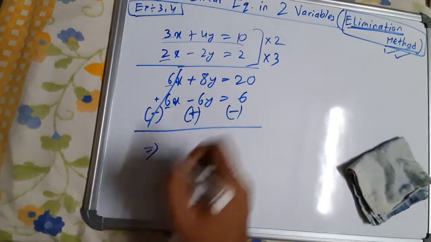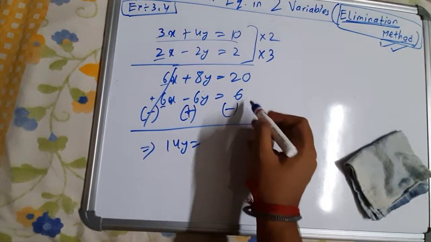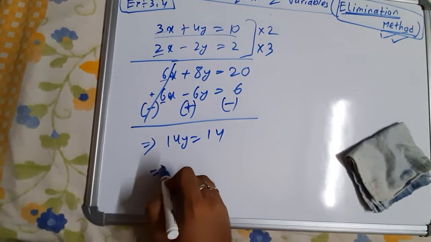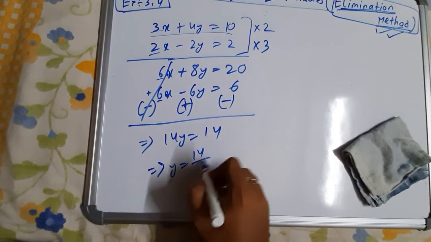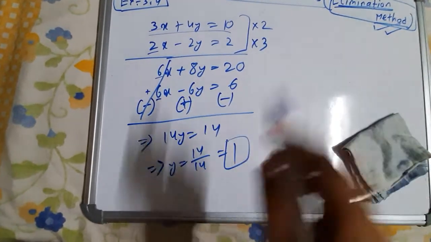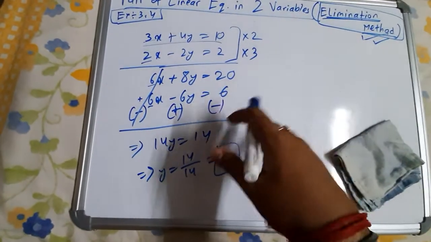Now see, 8y plus 6y, it will become 8 plus 6 is 14y equal to 20 minus 6 is 14. So y will be 14 by 14, that is equal to 1. Understood? Remember the y was actually 1. We got the y actually as 1. So these are the other two deviations of this method.